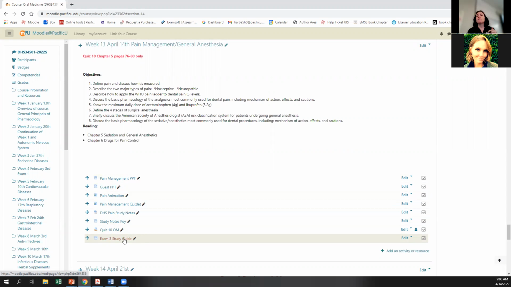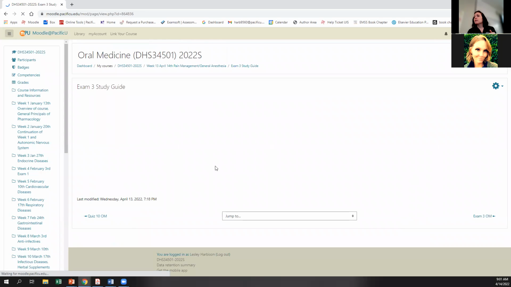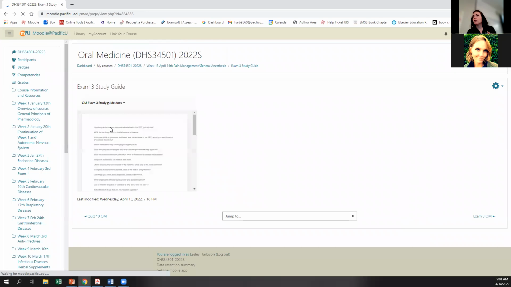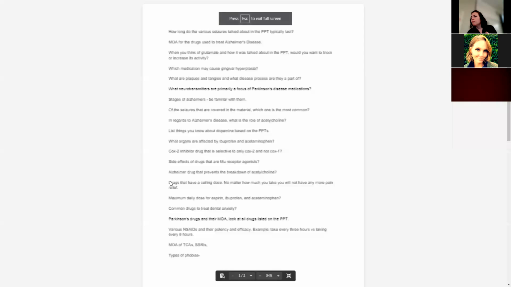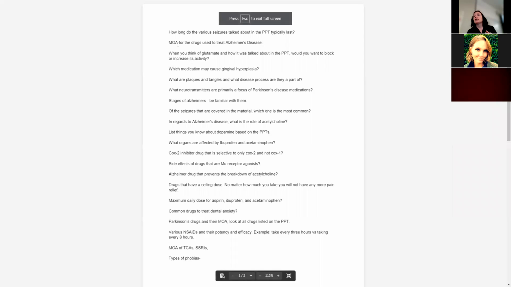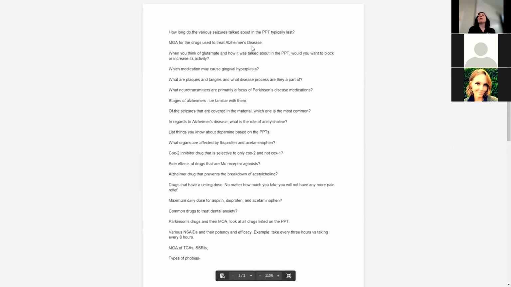And the way I recommend using it is when it asks for a topic and it says per the PowerPoint, for example, mechanism of action for the drugs used to treat Alzheimer's disease, go into the PowerPoint and look at what it says. I just can't stress that enough: questions are usually coming from the PowerPoint. So if it's asking something, go into the PowerPoint and find that verbiage that matches up with that and see everything that it's talking about. And the question is going to be somewhere in there.